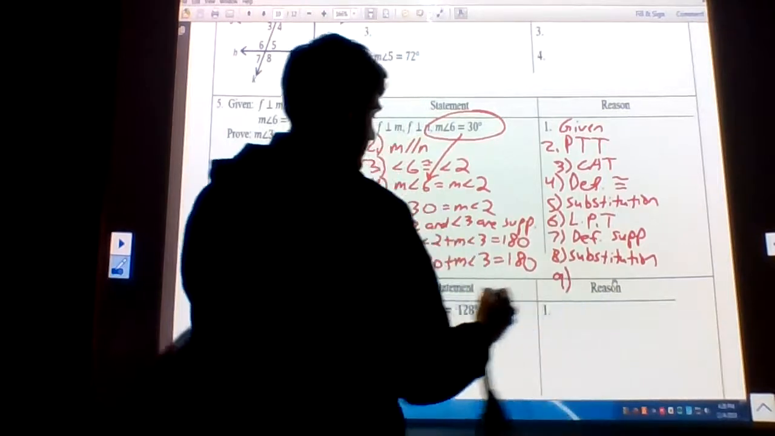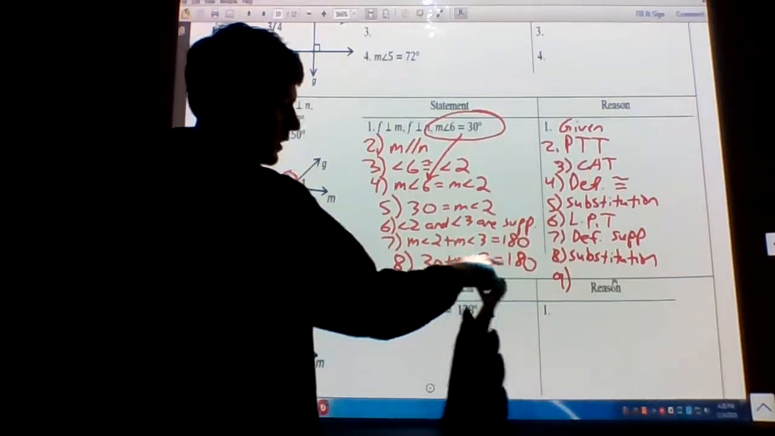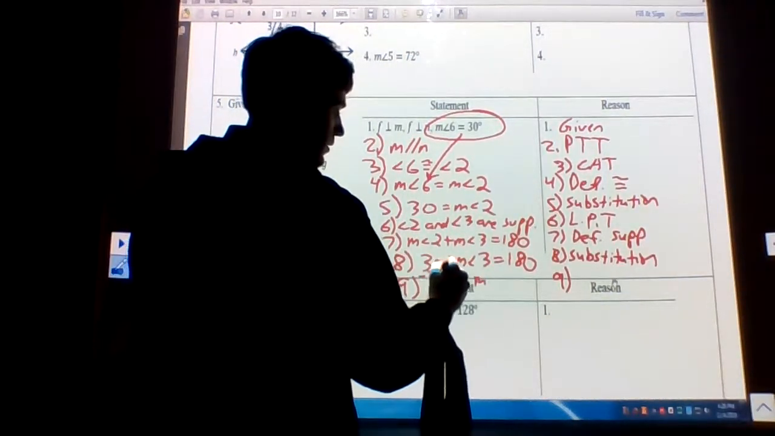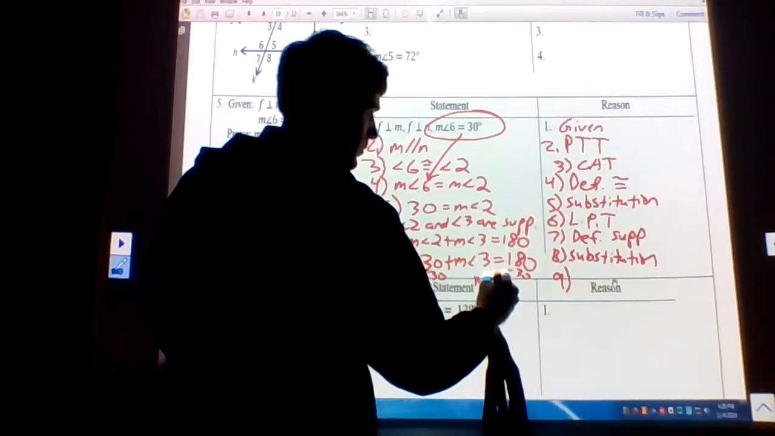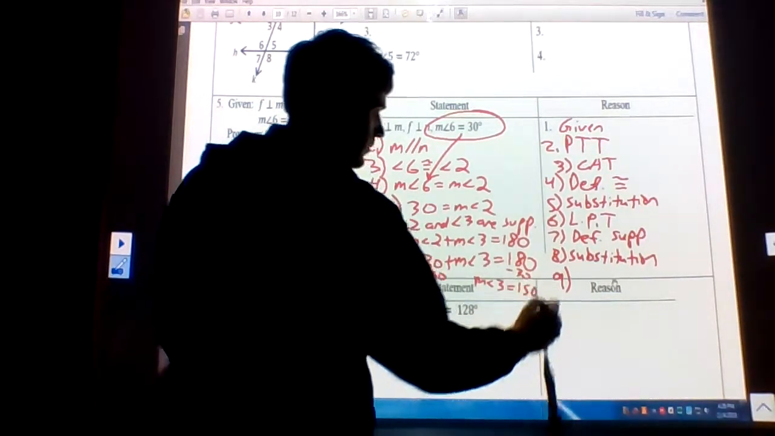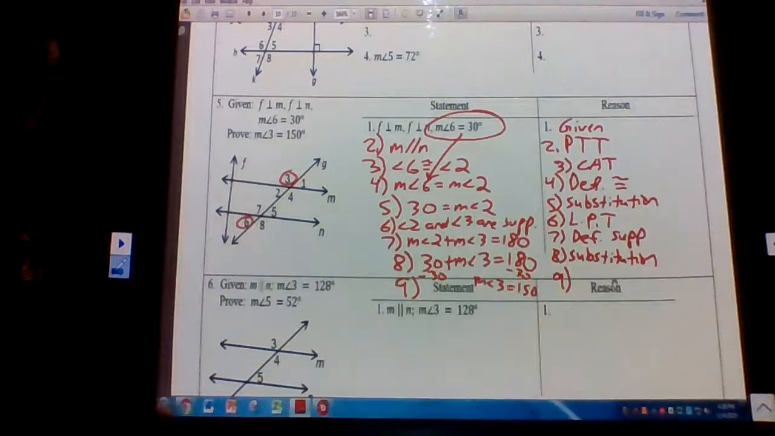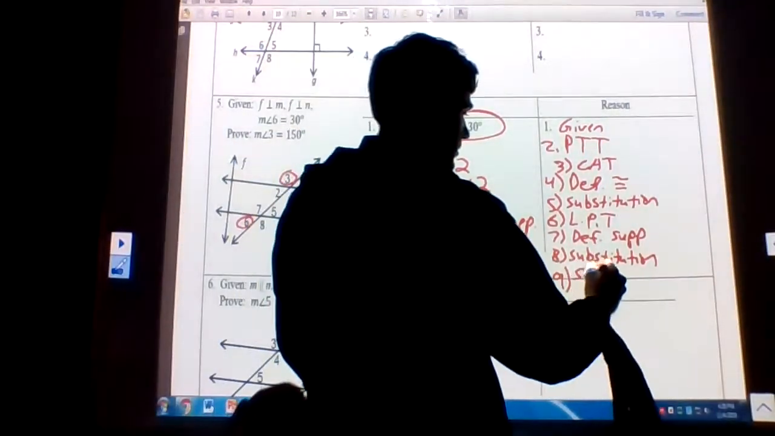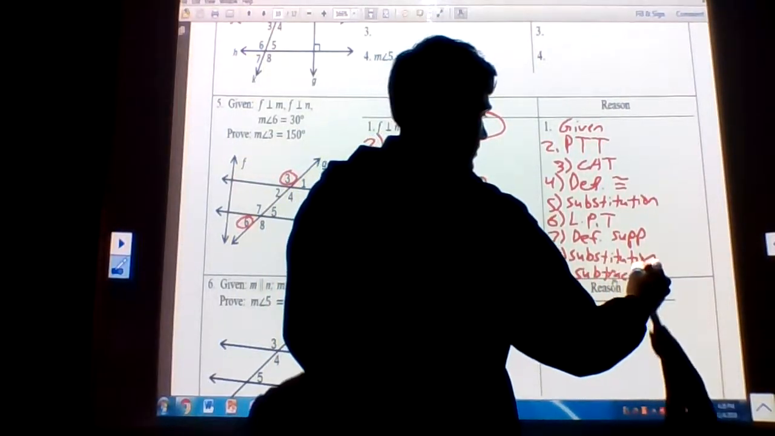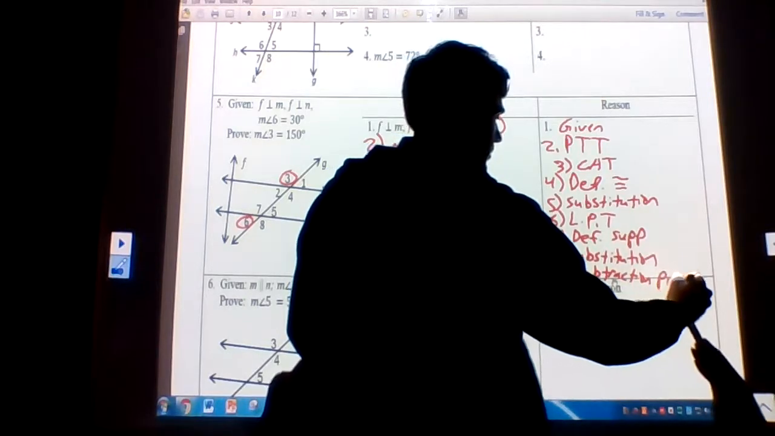And then our last step here, we subtract 30 from both sides. We get the measure of angle 3 equals 150. And that's the subtraction property of equality.